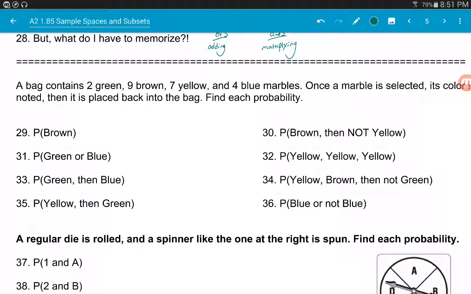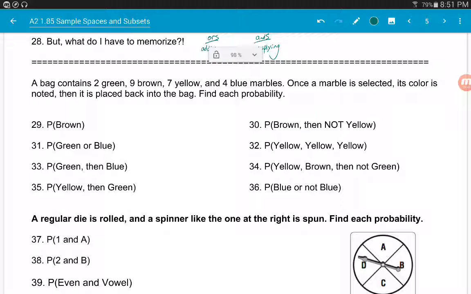A bag contains 2 green, 9 brown, 7 yellow, and 4 blue marbles. Once a marble is selected, its color is noted, and then it is placed back into the bag. So this is called probability with replacement. That means that every time I reach in the bag to get a marble, it's still reaching out of the same group every time. The group does not change because I'm not taking anything out of the bag. So we need to find each of these probabilities.